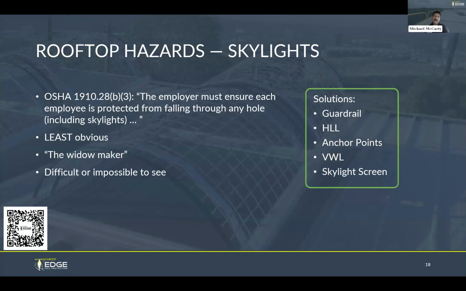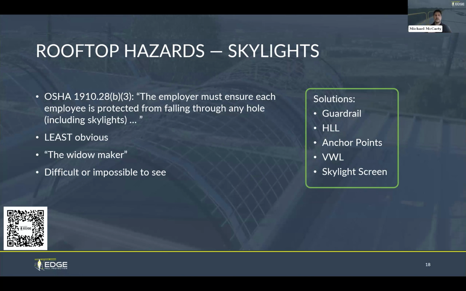The rooftop hazards, skylights. So this is a dome skylight screen. You see this probably most often. You see the dome skylights. They are seen as a hole to OSHA, so these aren't rated for fall protection. They can get covered in snow. They're generally an acrylic, so they get exposed to sun and rain, and they just kind of deteriorate and become a little more brittle.